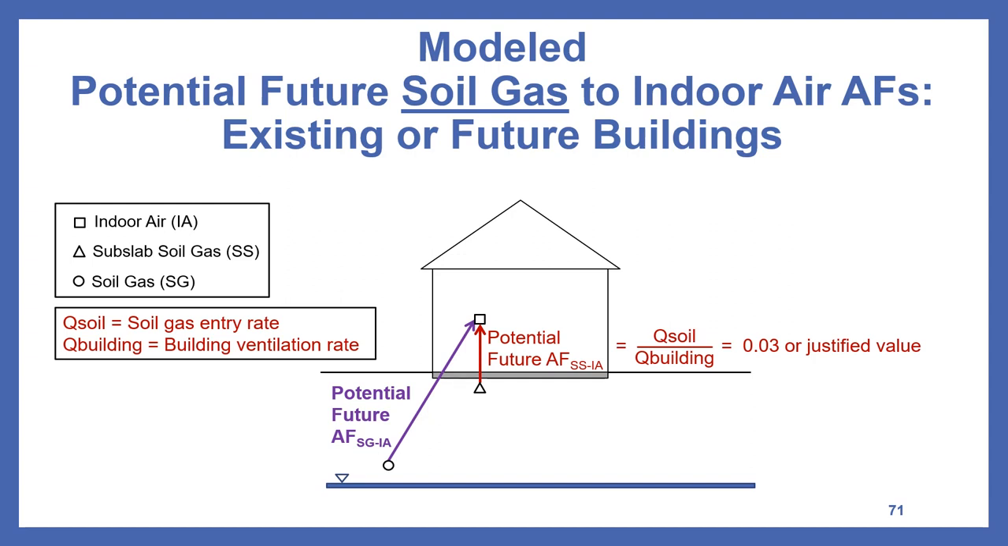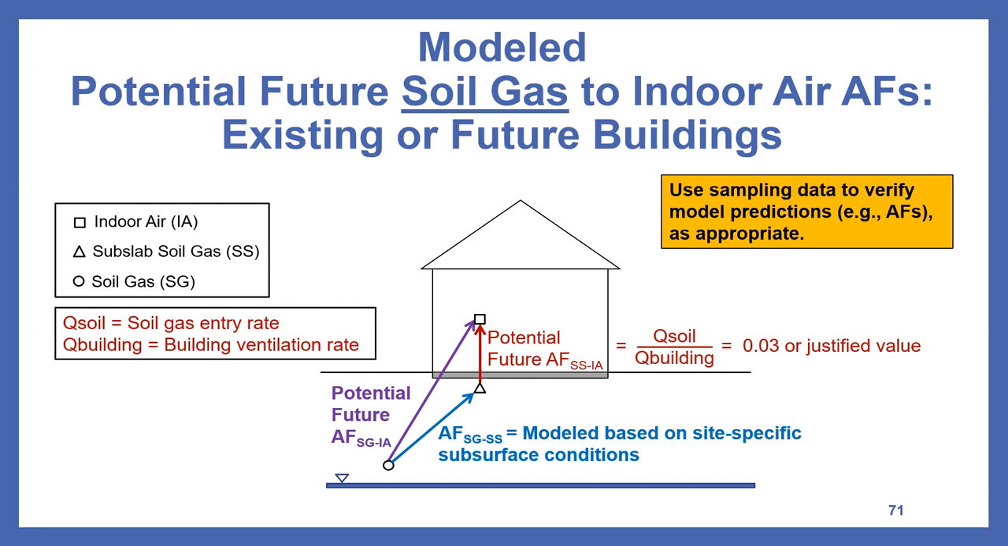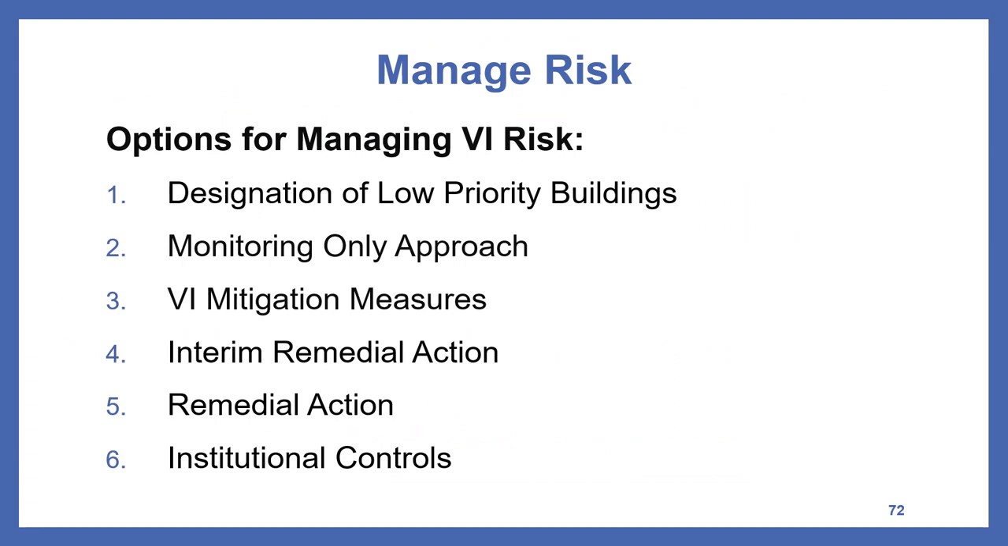And so you can either put in the screening attenuation factor of 0.03 or a justified value that's based on multiple lines of evidence specifically about that building. Next in the model, you're going to want to put in your site-specific subsurface condition values so that the model can account for and predict the attenuation from the soil gas to subslab. Ultimately, as much as you can, you're going to want to use sampling data to verify the model's predictions as appropriate. Once the risk has been assessed, now the VI risk needs to be managed.